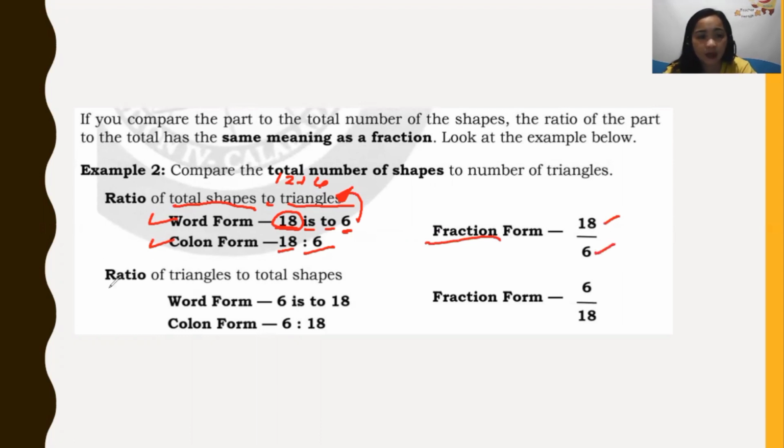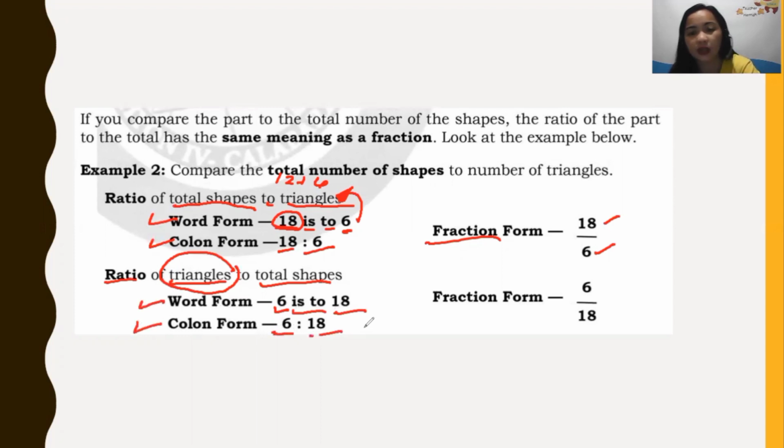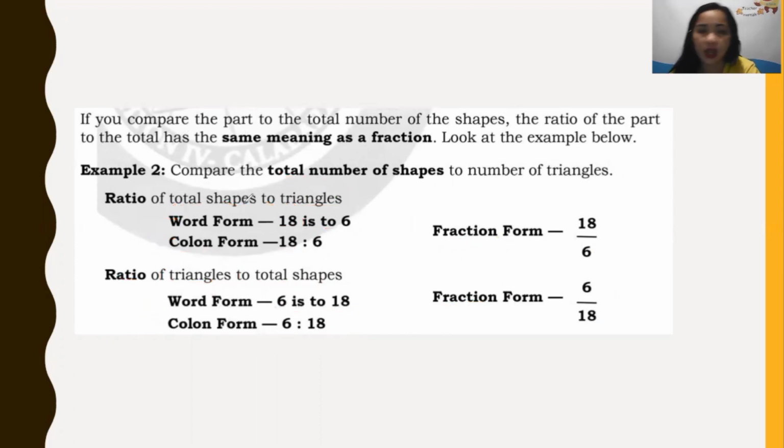Now, let's have another example. Ratio of triangles to the total shape. Kung mapapansin nyo, yung ating variable or yung ating hinahanap na una yung triangle. So, magiging ang sagot natin dyan, mauuna muna sa 6 because we are looking for triangle to the total number of shape. 6 is to 18. In word form, in column form, we have also 6 is to 18. And in fraction form, we also have 6 is to 18. Now, that is how simple we get the ratio of two quantities.